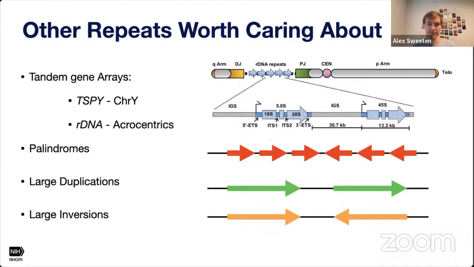Some other repeats worth caring about are palindromes. These are a type of inverted repeat. So you have some forward repeats and then some inverted. These are also quite prevalent.